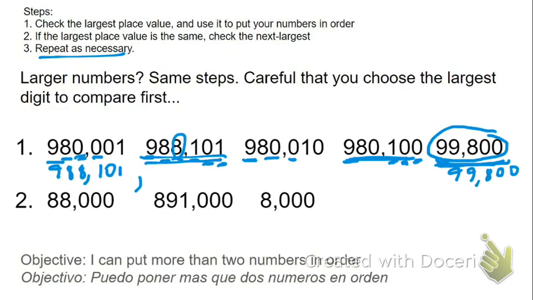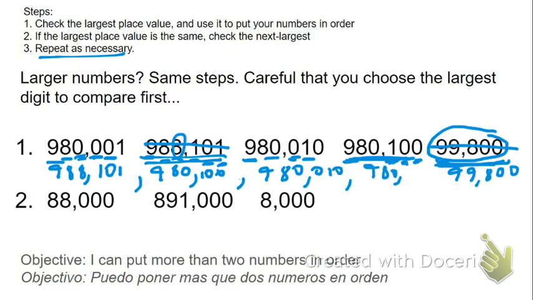I'm going to compare two numbers. I'm done with this one, so I'm actually going to cross that one out to help me out here. I'm done with that one too. So now I've got 3 numbers left, and I'm checking the hundreds place. The hundreds place here is 1, and the other two have a 0 in the hundreds place. So 980,100. Okay, the last two, let's look at the tens place. There's a 1 there and a 0 here. So this one, 980,010, and then 980,001.